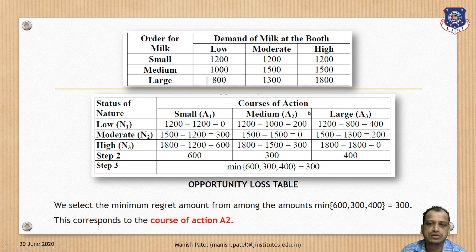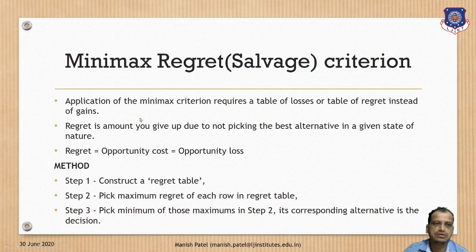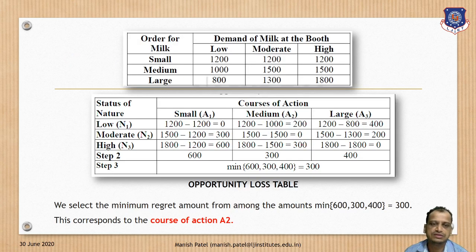Now what is the maximum one out of this? Here it is 600, here it is 300, and here it is 400. Out of these maximum regrets you find the minimum one. What is the minimum one here? 300. So with 300 you go with the medium order, A2. The course of action would be A2. That is nothing but minimax, or the regret salvage criterion.